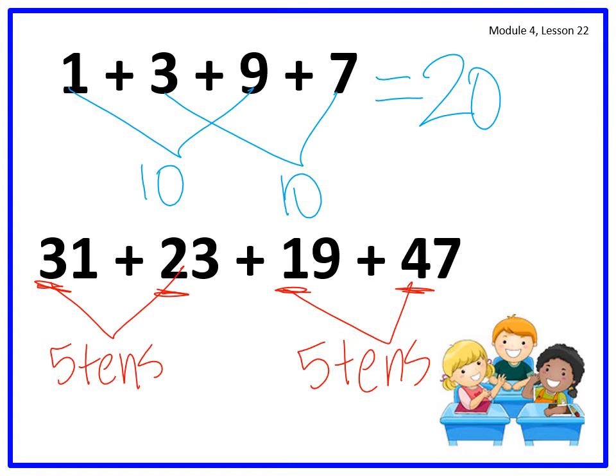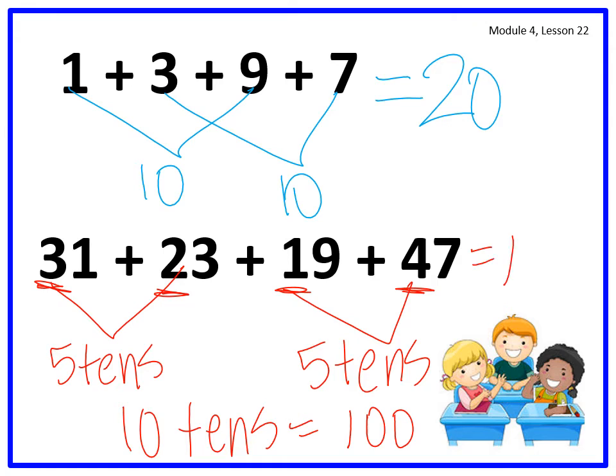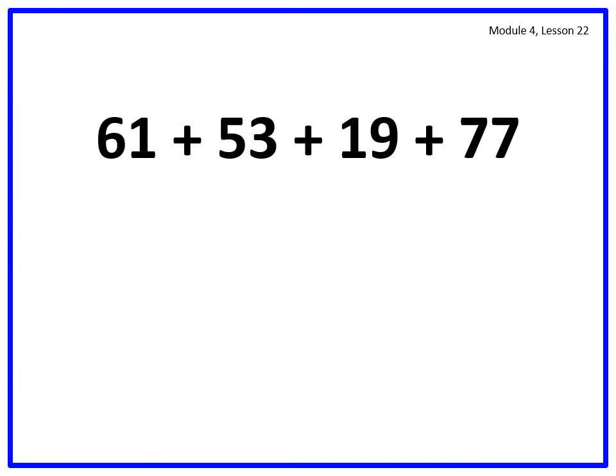5 tens plus 5 tens equals 10 tens. We know that 10 tens has a value of 100. So that means our new problem has a value of 120 using mental math. Take a look at this new problem. We have 61 plus 53 plus 19 plus 77.